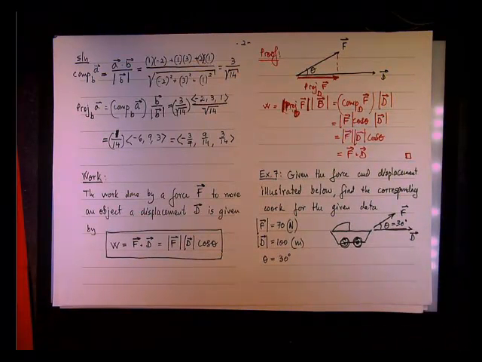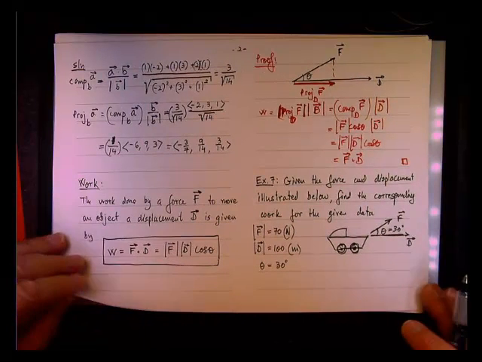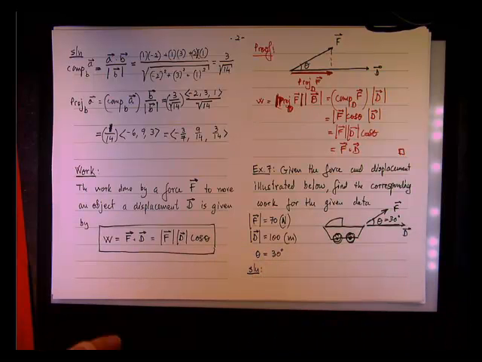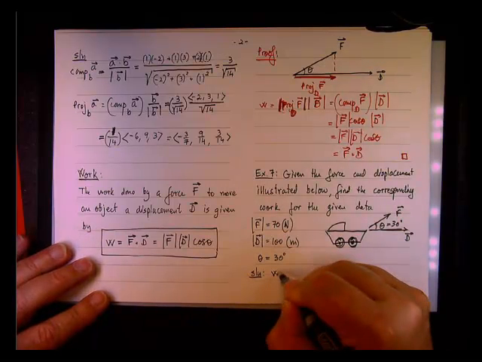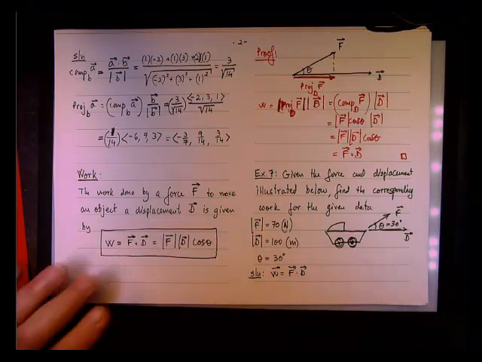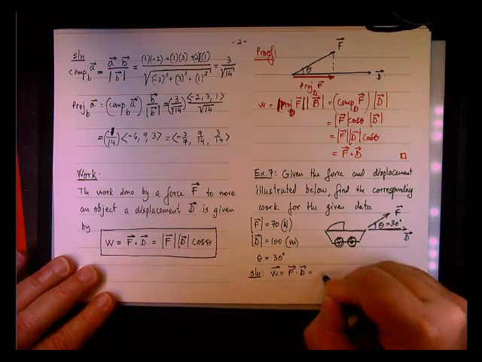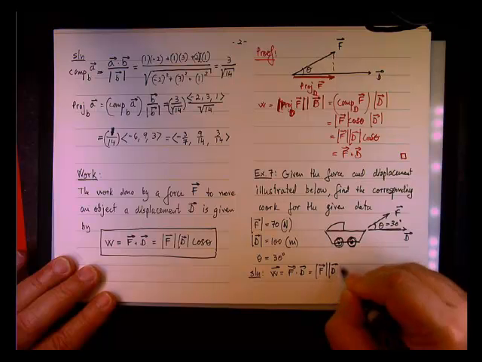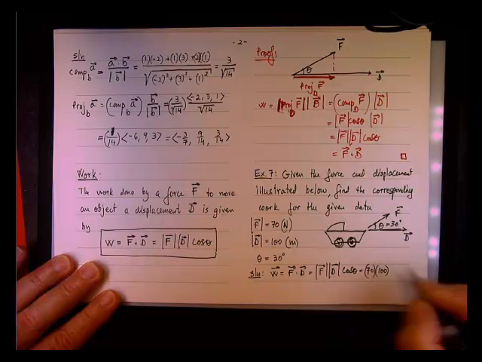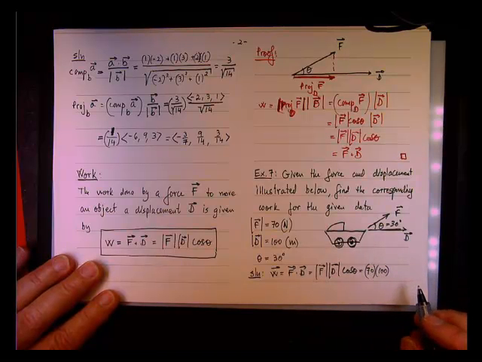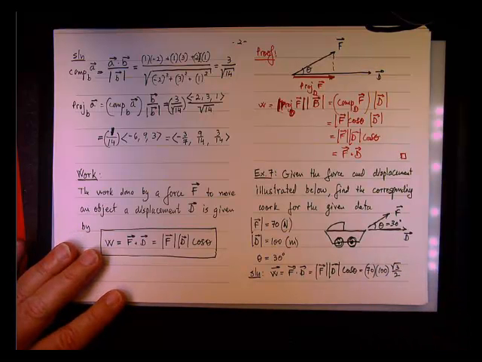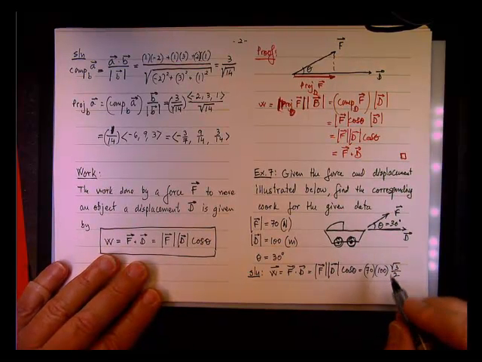The solution itself is very quick. I think we can squeeze the solution on this page. So the dot product, W equals F dot D, but we don't have the vectors. All we have is the magnitudes. So we'll use the other expression, the one on the right. It will be the magnitude of F times the magnitude of D times the cosine. Therefore it will be 70 times 100 times cosine of pi over 6, which is square root of 3 over 2. So that will be 3,500 times square root of 3.